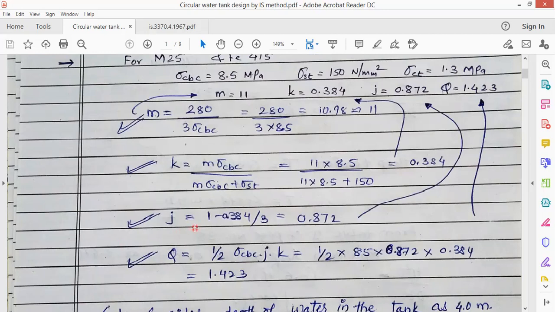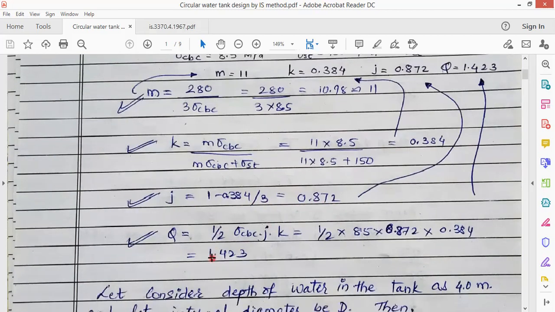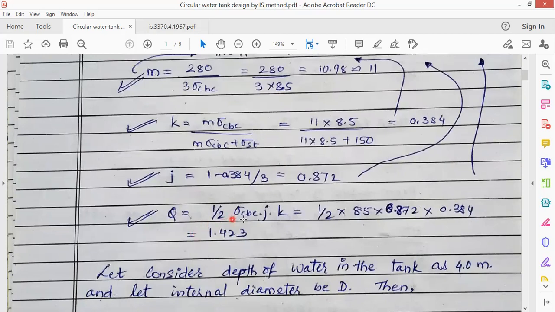Then j is equal to 1 minus k divided by 3. So j is equal to 0.872. And the last one is Q, which is half sigma CBC j into k. So its value is 1.423.